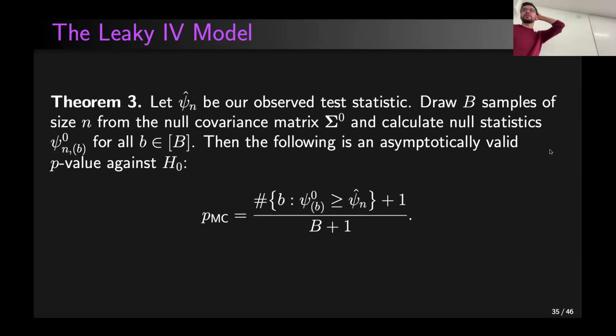So if psi hat is our observed test statistic, then all I need to do is draw B samples, for some large number B, of size n from that null covariance matrix. And for each one, I'm going to calculate a null test statistic. And this will give me a null distribution as B goes to infinity. And if I check where my observed test statistic ranks in that null distribution, I'll have a valid test against H null. Asymptotically, anyway. So this is a way that lets us reject the exclusion criterion at some fixed level.